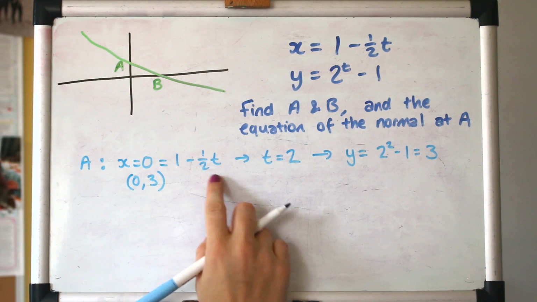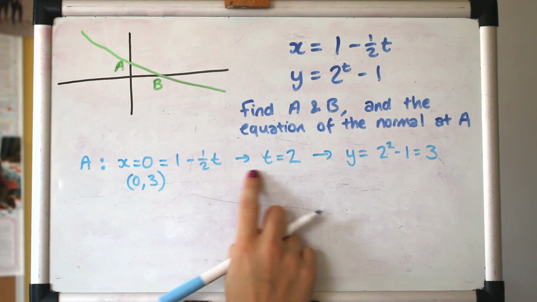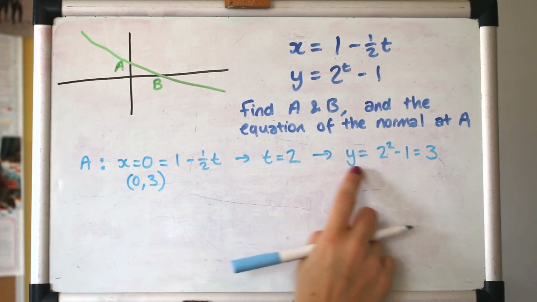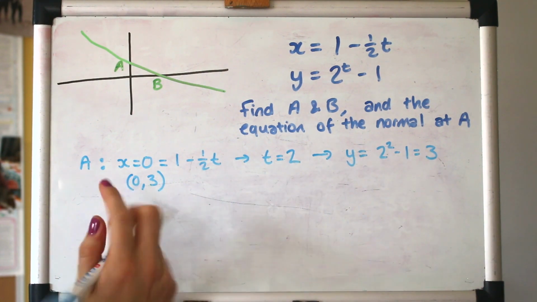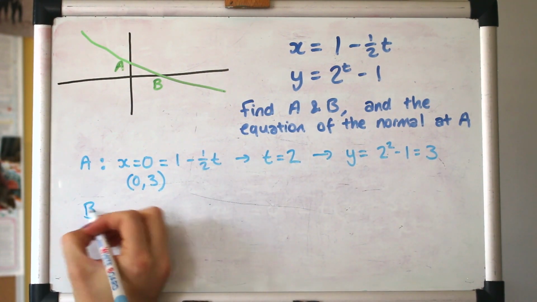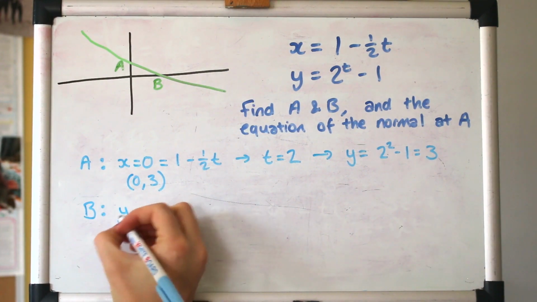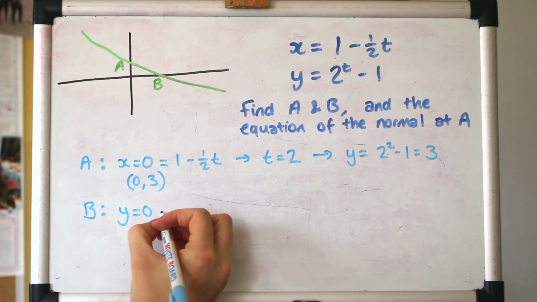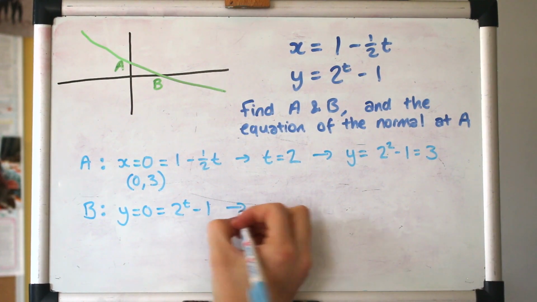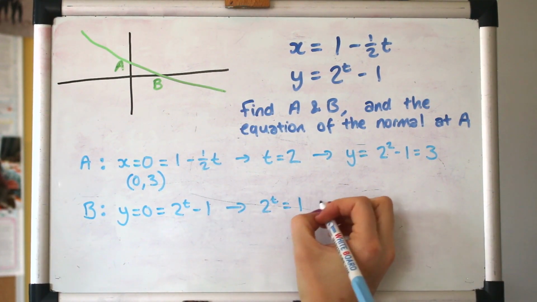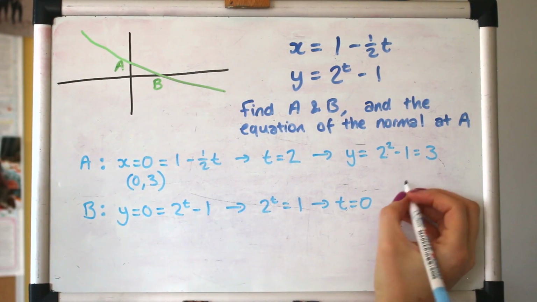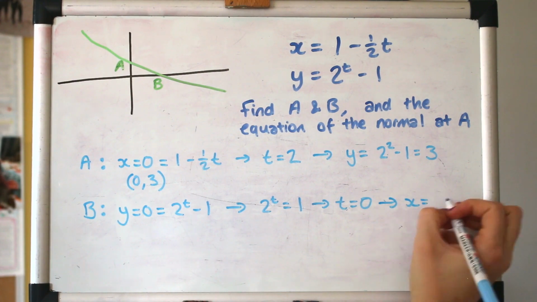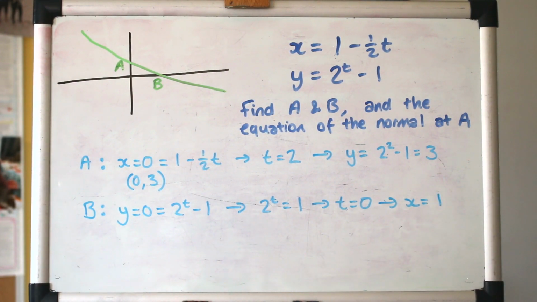Okay, I hope you followed that. Setting x as 0, I got that t was 2. And put that back into the y equation to get 3, and that's the coordinate. Let's have a go at B. Here y is 0, so it's the same sort of process. Okay, I got that 2 to the power of t is 1, so that tells me that t is 0 this time. So x must be 1.